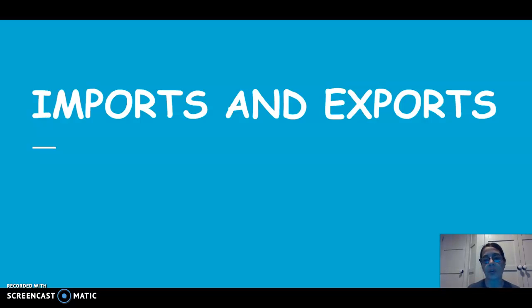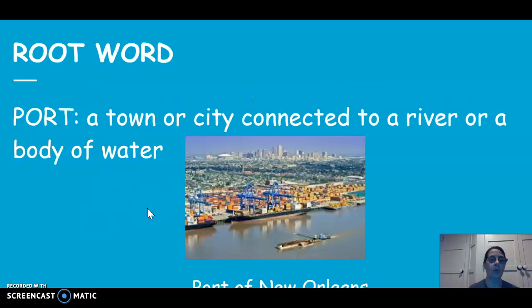We're going to do a quick social studies lesson on imports and exports. Remember, we said that when you don't know a word, look for your root word. So if we look at the root word of imports and exports, that root word is port. Do you remember what a port is? A port is a town or a city connected to a river or a body of water.